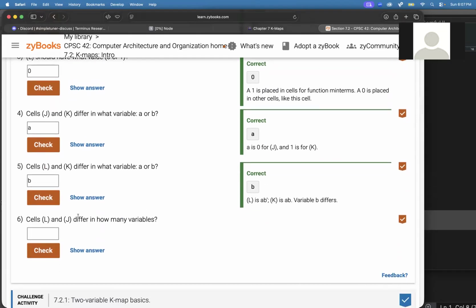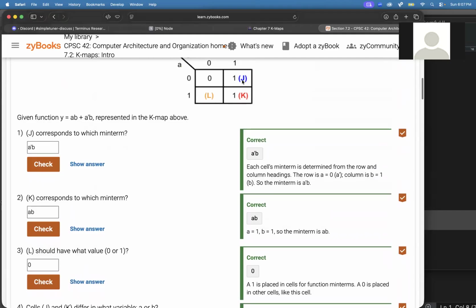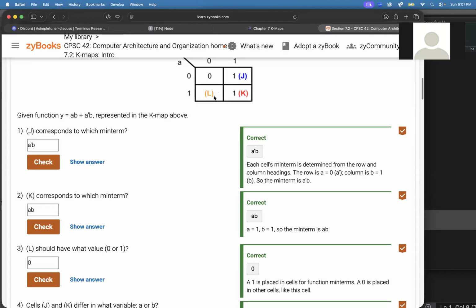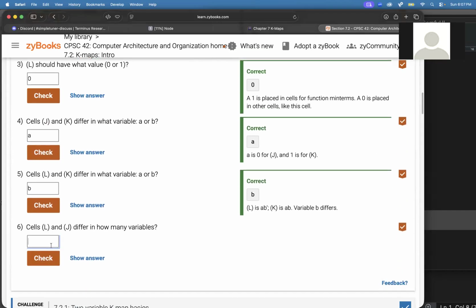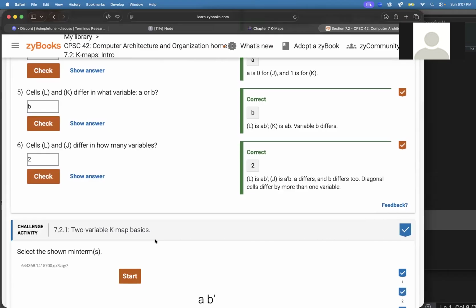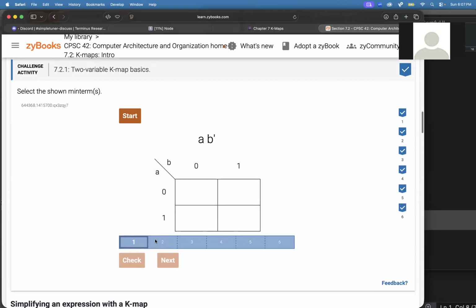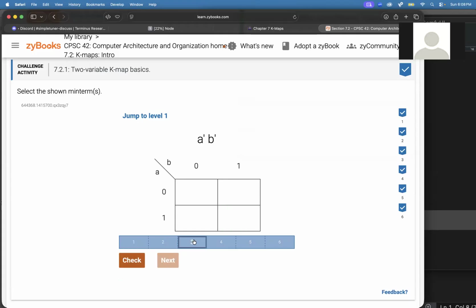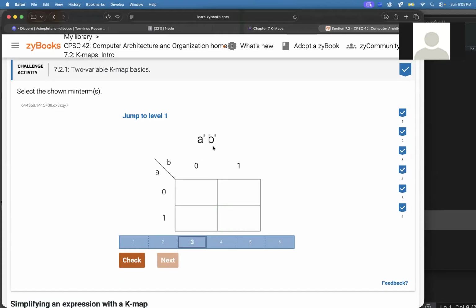L and J differ in how many variables? L, J. So this is 1, 0, and this is 0, 1. So I think both variables differ in those two boxes. All right, cool. I'm not going to do all these. I'm just going to select the shown minterms. So where does AB go? That's 1, 1. So this is the 1, 1 box. Jump ahead. Not A, not B, 0, 0. So where's the 0, 0 box? Here.